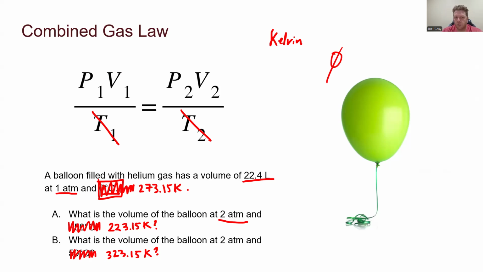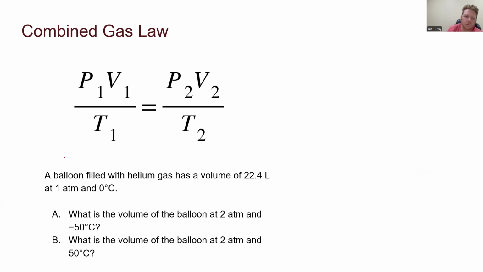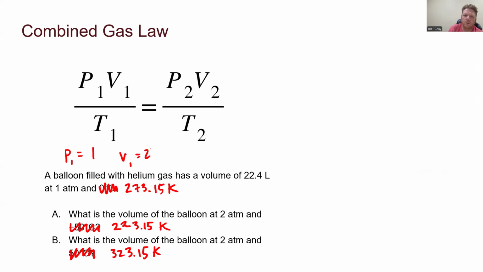Okay, so this question is using, let me erase my flashing out of T1 and T2. Essentially, this is saying, all right, well, what's the volume at 2 atmospheres and 223 Kelvin? Then what's the volume at that same pressure but a different temperature? So in order to calculate this, let's go ahead and knock it out. 273.15 Kelvin. 223.15. 323.15 Kelvin. Okay, so effectively P1 is 1. V1 is 22.4. And T1 is 273.15.